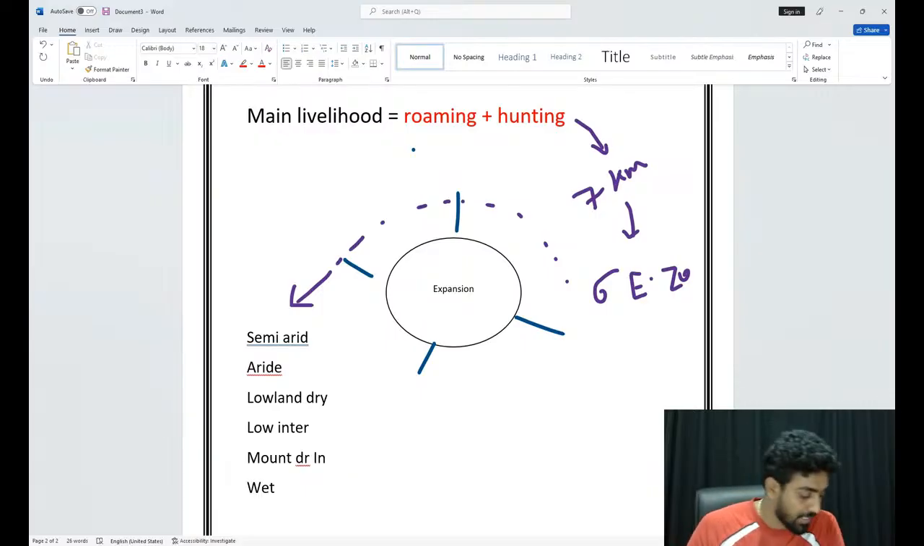Wet zone, wet zone, wet zone. Six environmental zones, wet zone. Yeah. We have to remember these six environmental zones. We need to remember these six.